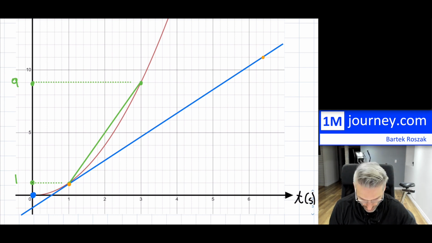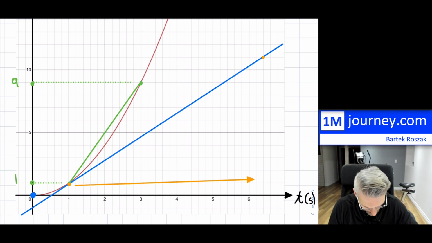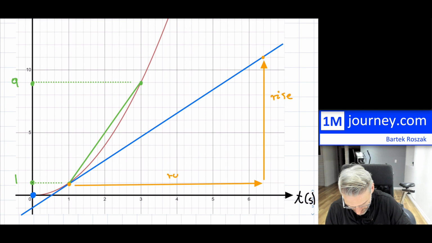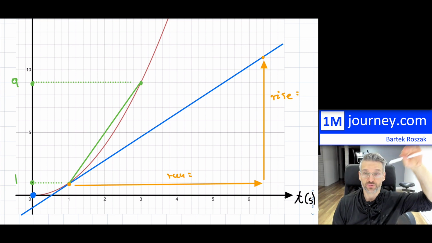And for this one, okay, let's try it. So here is my run. It's going to be all the way over here. And then my rise is going to go all the way over there. So that's my rise, and this is my run. That's going to find out my slope. It is positive, right? So it's going to be positive.